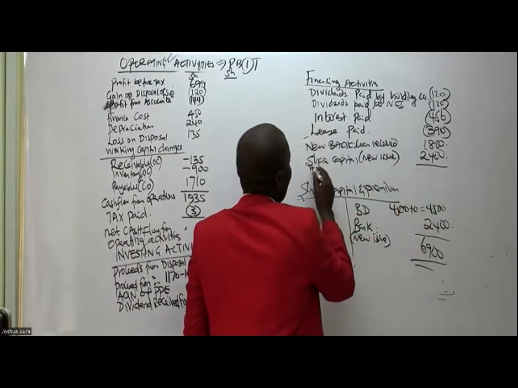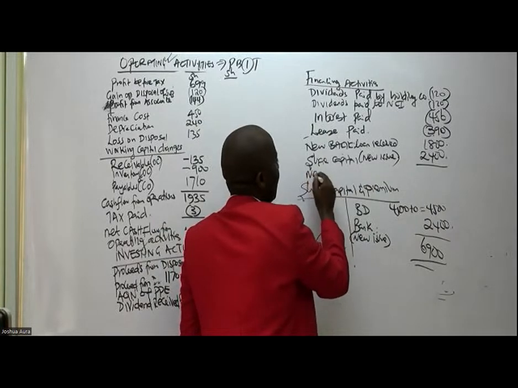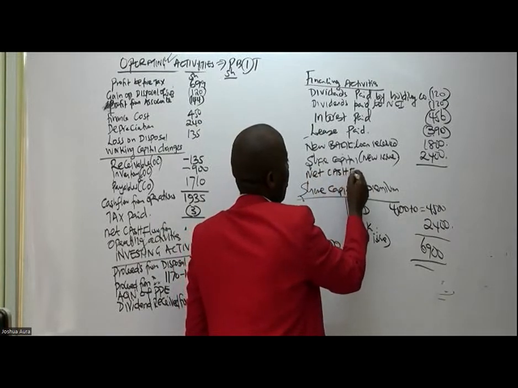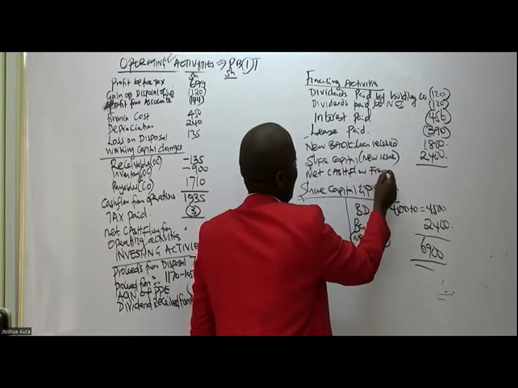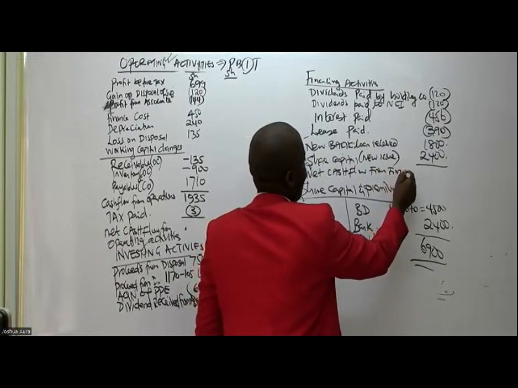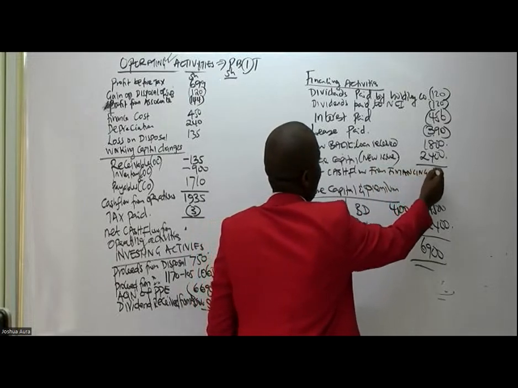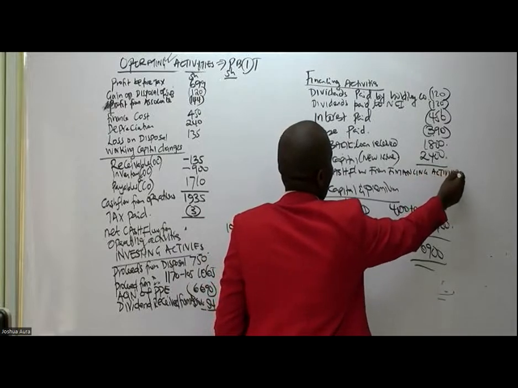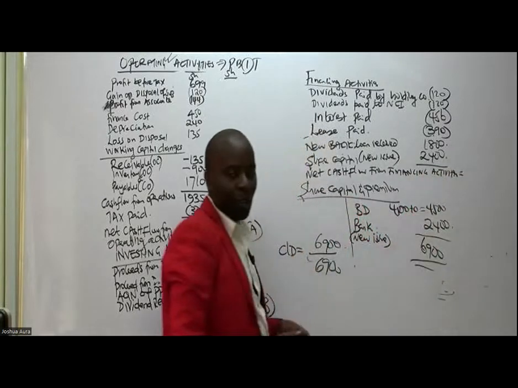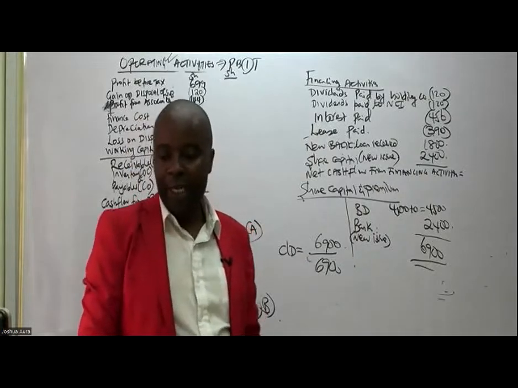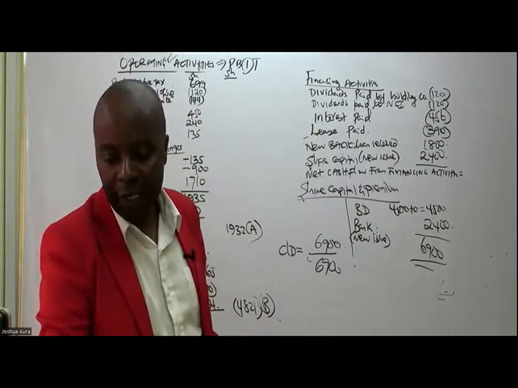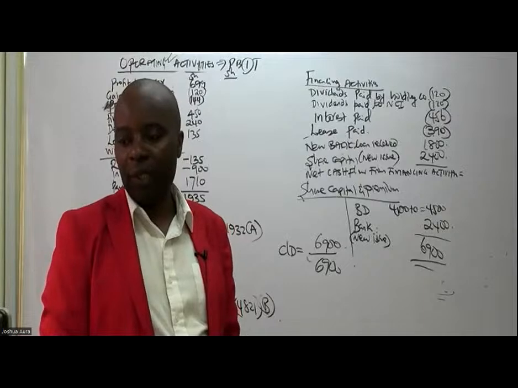I don't think we have got anything else really. Could you kindly come and give me now the net cash flow from financing activities? Are you able to see this? The net cash flow from financing activities. What do we have there?